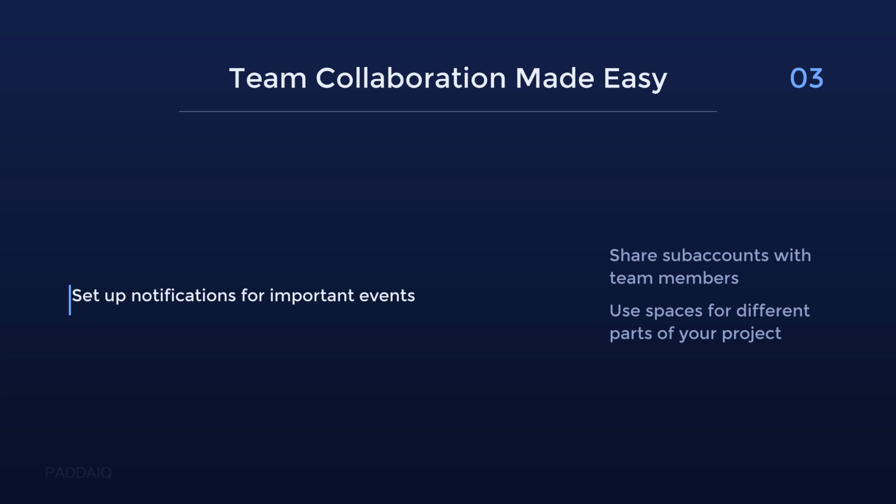Set up notifications for important events. This means automatically alerting your team when key activities occur, like a task completion or data update, so everyone stays informed without manual checks. For example, get a notification when a sales order is finalized, ensuring immediate follow-up. This keeps all team members synchronized and responsive to critical developments.